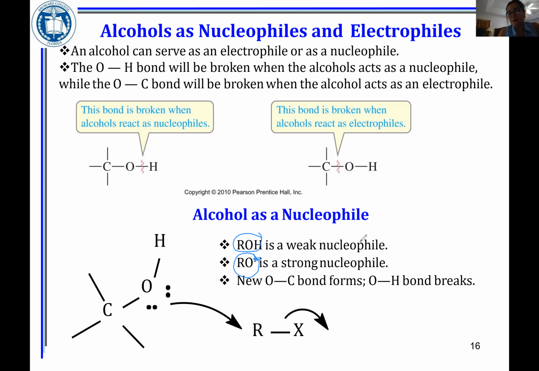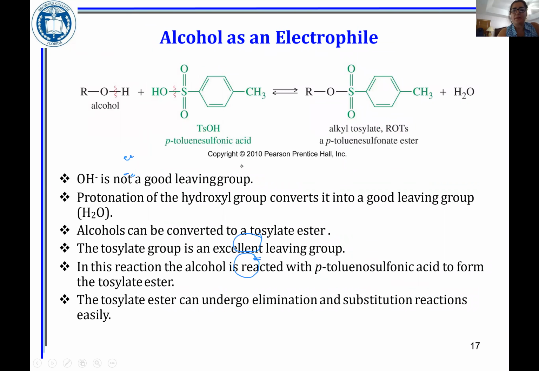Alcohol is a weak nucleophile, but what makes the alcohol a nucleophile is the pairs of unshared electrons on the oxygen. Those pairs of unshared electrons on the oxygen make the alcohol attracted to a positive charge. So it can act as a nucleophile, but because it's stable on its own, it is a very weak nucleophile. After losing hydrogen, it becomes a strong nucleophile. Questions? If you have any questions, you can interrupt me. Okay.